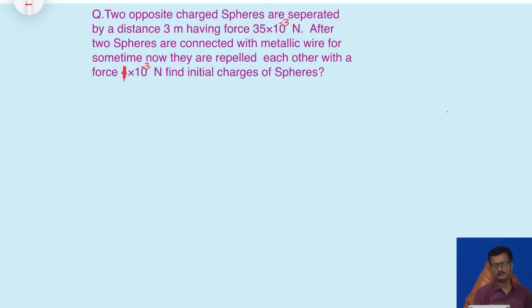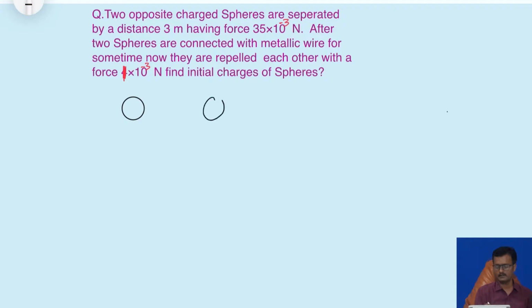Now I am going to solve some of the problems which are based on last class concept. Here the question is: two opposite charged spheres are separated by distance 3 meters, having a force 35 into 10 power minus 3 newtons. After the two spheres are connected with metallic wire for some time, now they repel each other with a force 1 into 10 power minus 3 newtons. Find the initial charges of spheres.